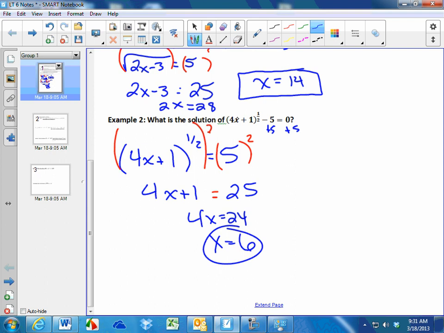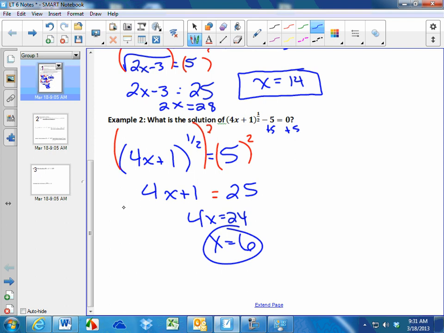What is 4 times 6? 24, yep, plus 1, 25. And then that 1/2 is basically square root of 25. Does 5 minus 5 give you 0? Then we're good. It works. All right. Any questions so far?